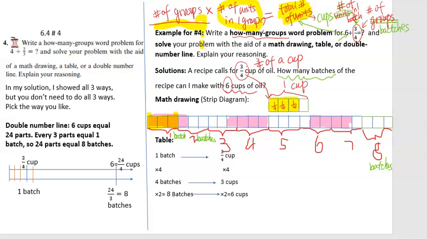Now if we do the table method, we write down the information given. So 1 batch needs 3/4 cup. And the question is how many batches correspond to 6 cups. So notice that we have to turn 3/4 into the number 6. That's not very straightforward. Because fractions are harder than whole numbers, first I'm going to multiply by 4 to get rid of the denominator.